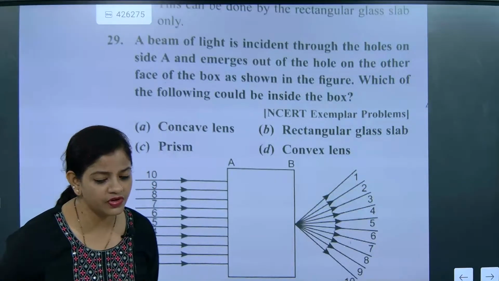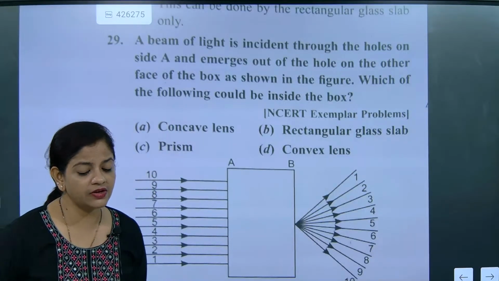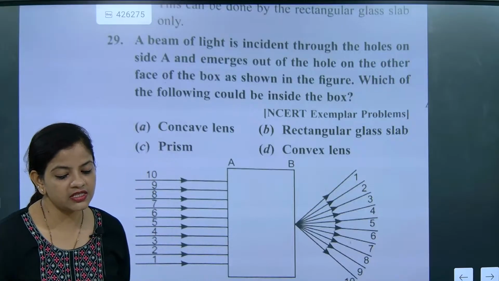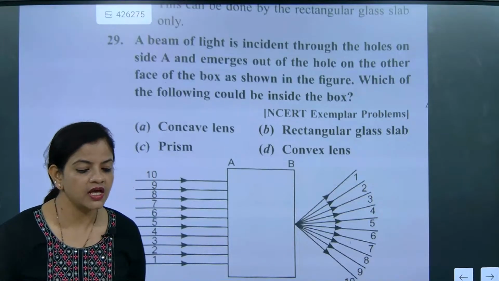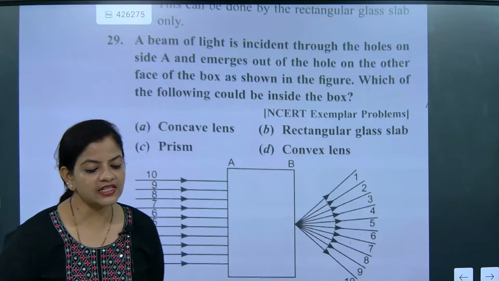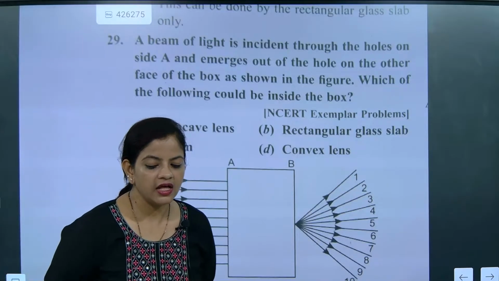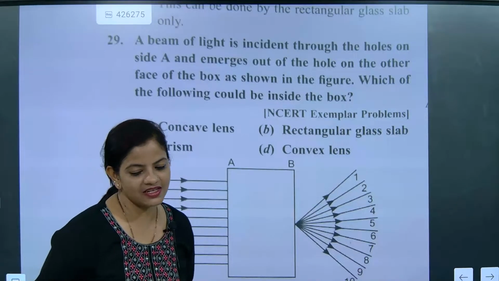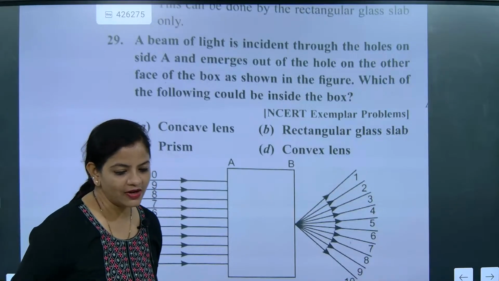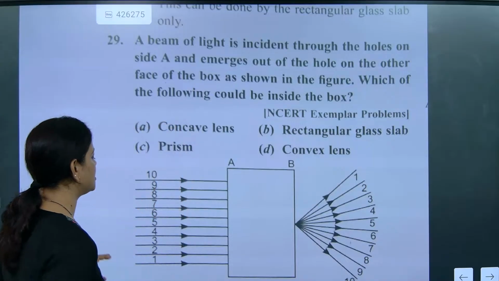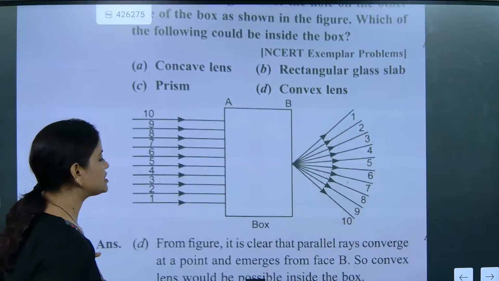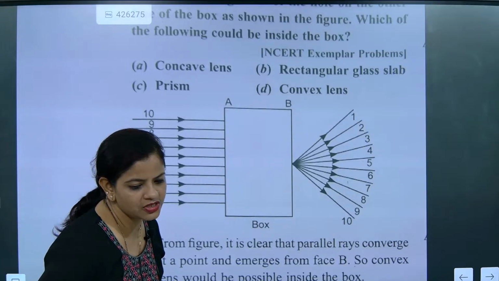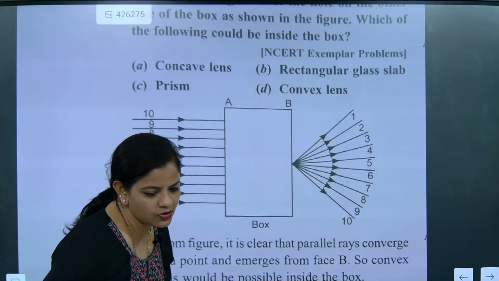Convex lens is a converging lens. Absolutely correct. Because of that, the light is converging exactly. You have to see that the convergence happens at the point of emergence. So 100% the answer is absolutely correct.